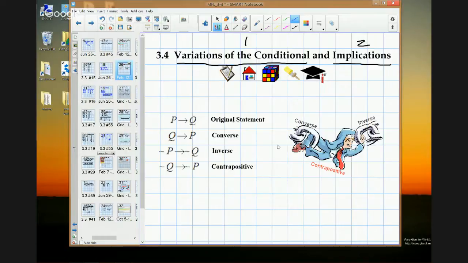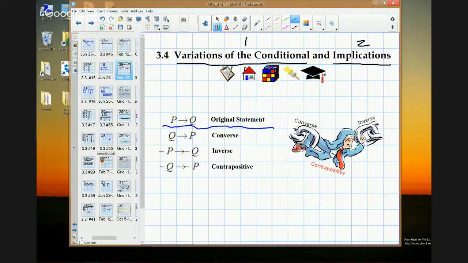Okay. So I already showed you the title of this lesson, and you'll notice there's kind of a graphic down below it. Okay, so what we're doing here is we're going to begin with a good old if-then statement. If P, then Q.